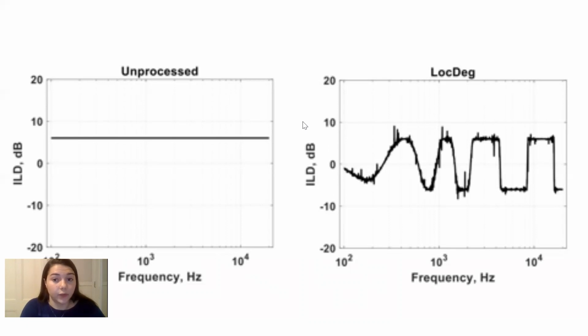So what we wanted to do first was test the effectiveness of Locdeg in degrading sound localization. So our first task was playing our subjects 4 sound bursts. 3 were given a negative ILD and 1 was given a positive ILD. And subjects were asked to identify the burst with the positive ILD.